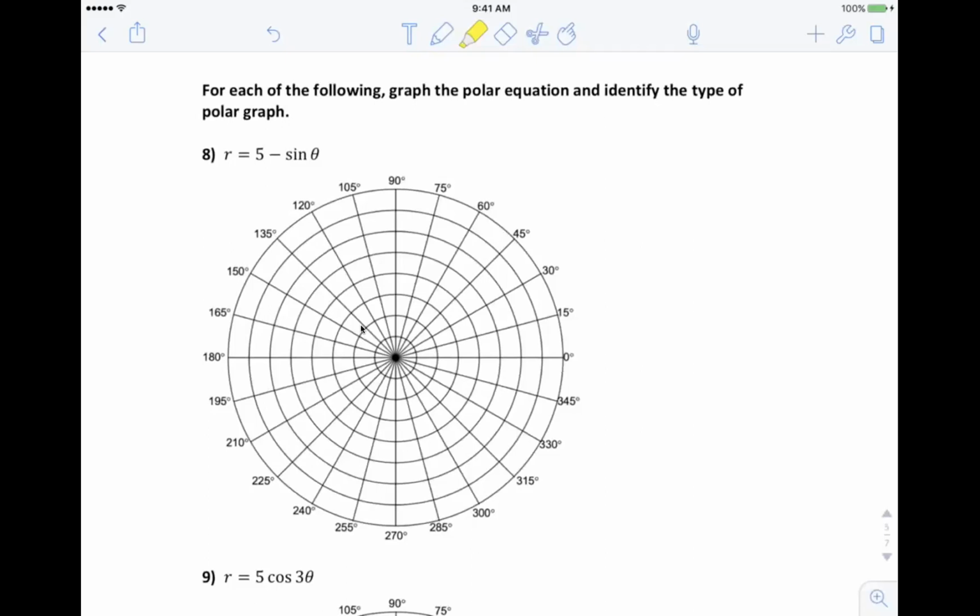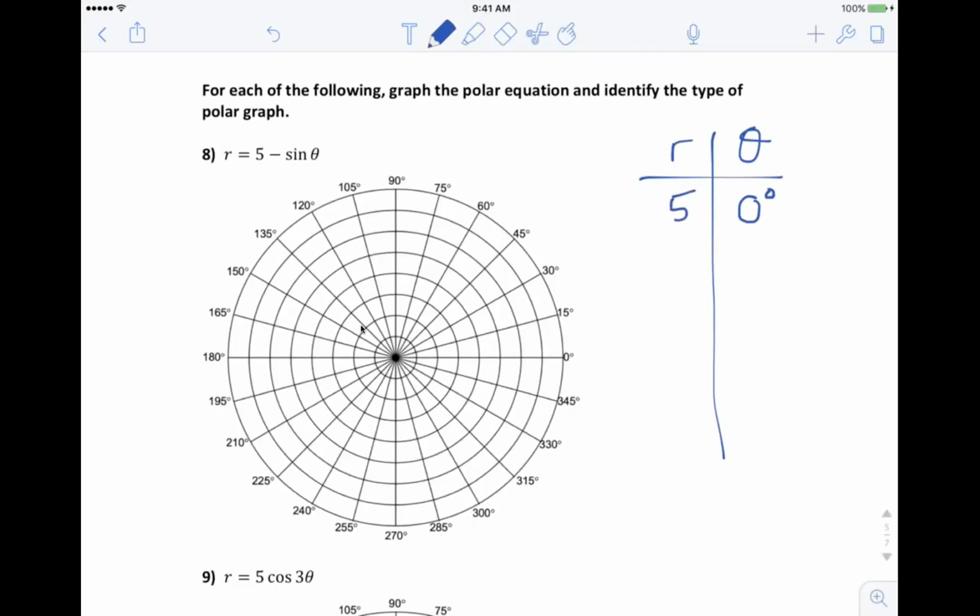So here we have 5 minus sine theta. I can make a little r, theta table. And then I'll go around the curve. Maybe I'll start with 0 degrees. It's easiest if you pick the angle and then figure out the r. And then in your calculator, just make sure you're in degree mode and do 5 minus sine of 0, which turns out to be 5.